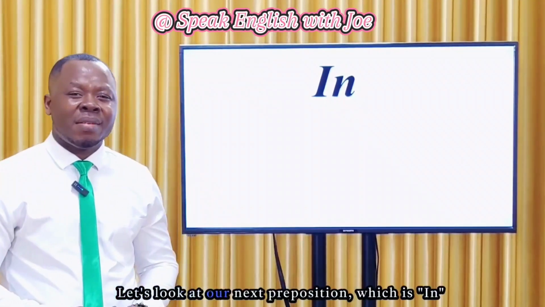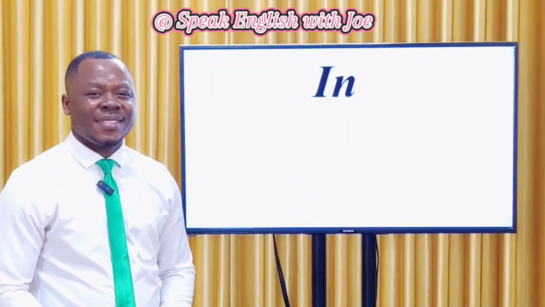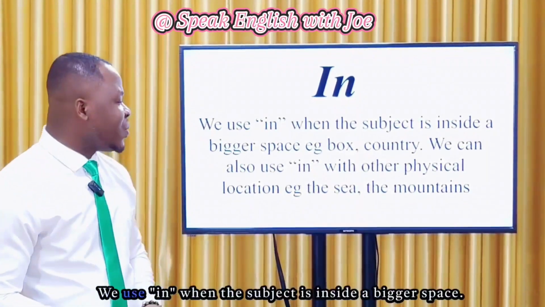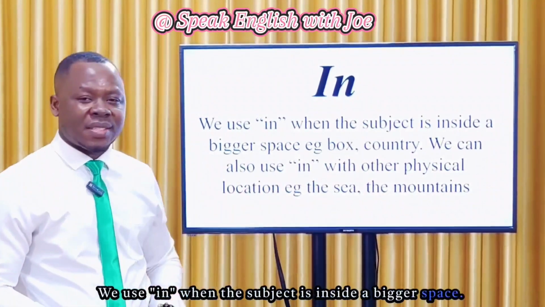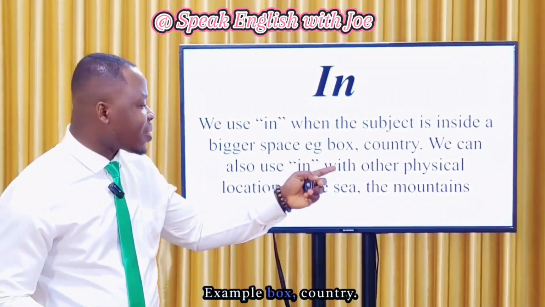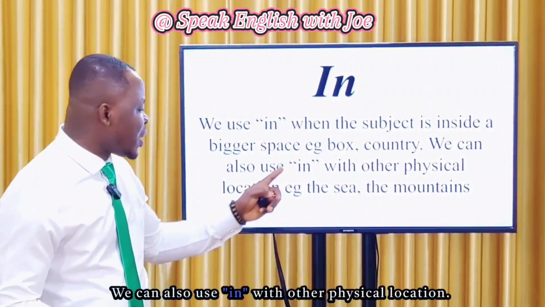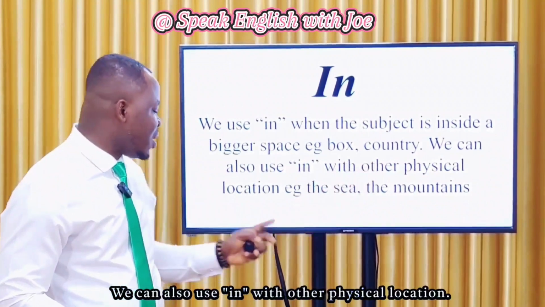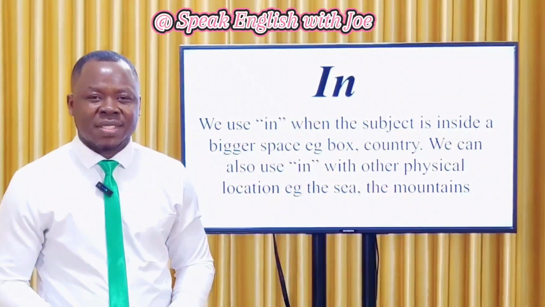Let's look at our next preposition, which is in. We use in when the subject is inside a bigger space. Example, box, country. We can also use in with other physical location. Example, the sea and the mountains.